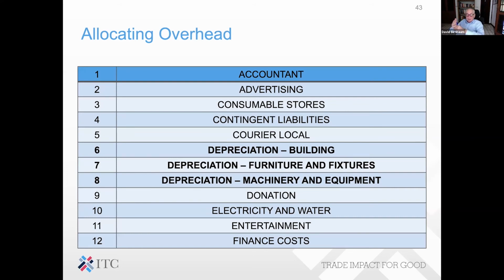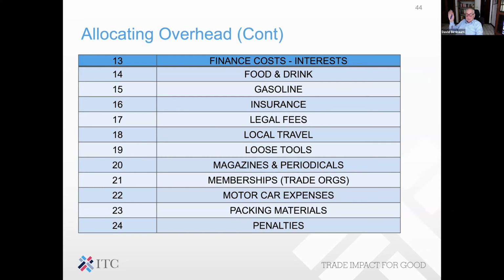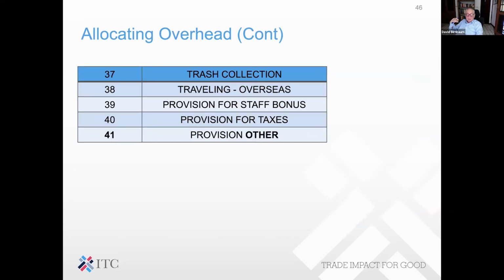Courier, depreciation, donations, electricity and water, entertainment. There's a list. It just goes on and on and on. It's 41 items. That is the total overhead. The factory knows the total overhead to the penny. You can determine the overhead per unit. You can determine the total overhead for any period of time.